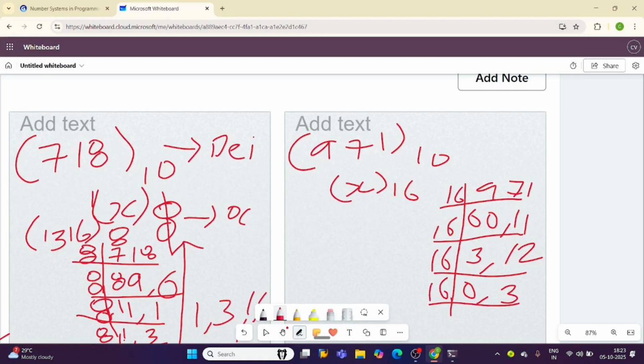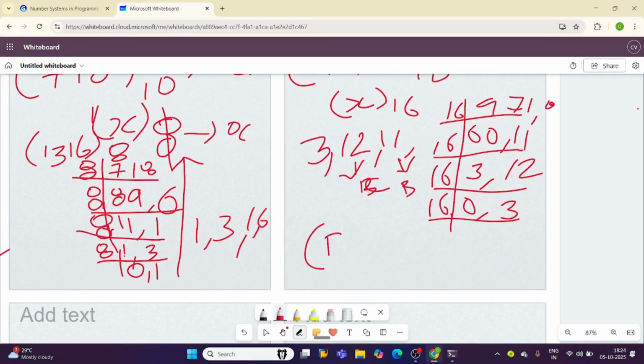Now take the remainders 3, 12, 11, since the quotient is now 0 and there is nothing more to divide. 12 is given by C, and 11 is given by B. Therefore the hexadecimal form of 971 will be 3CB with base 16. Therefore the x value will be 3CB.